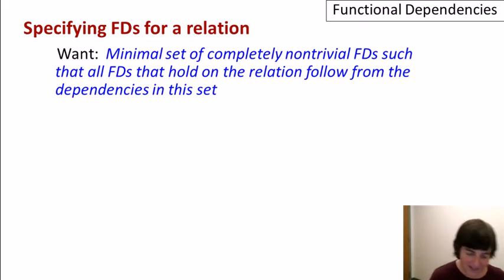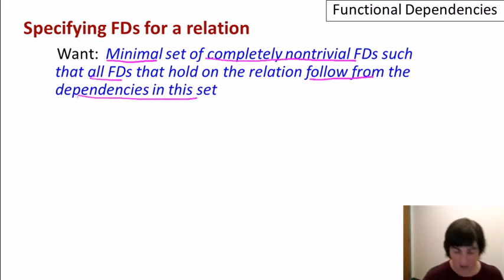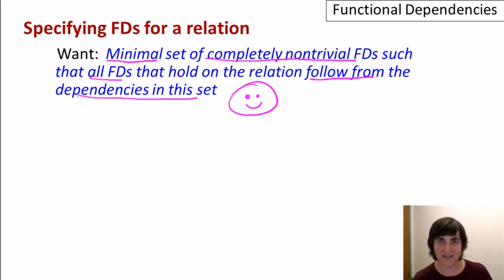What we would like to find is a minimal set of completely non-trivial functional dependencies such that all functional dependencies that hold on the relation follow from, using the technical definition I gave, the dependencies in the set. Wow, that seems like a very complicated thing, but the fact is when you start specifying functional dependencies, you'll discover that you will actually get this definition pretty naturally.